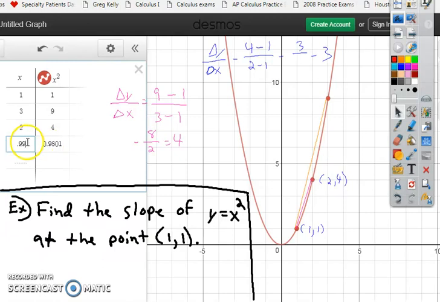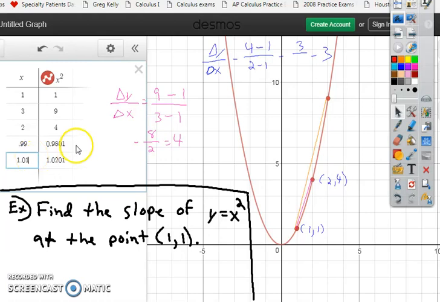So I got a coordinate 0.99 and 0.98. I'm trying a coordinate just to the right of 1, so I'm trying 1.01. So it's really, really close. I mean, it's like 0.01 of a decimal from 1. So now I got two coordinates very close to that coordinate 1, 1.